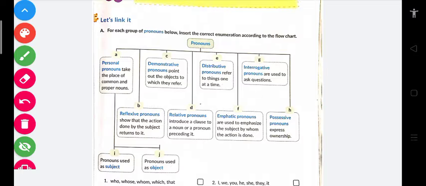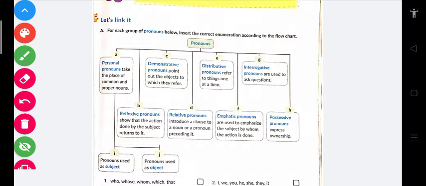Next is relative pronouns. Relative pronouns introduce a clause to a noun or pronoun preceding it. ठीक है. Next is distributive pronoun. It refers to things one at a time. Clear? And next is emphatic pronouns, which are used to emphasize the subject by whom the action is done. Clear?